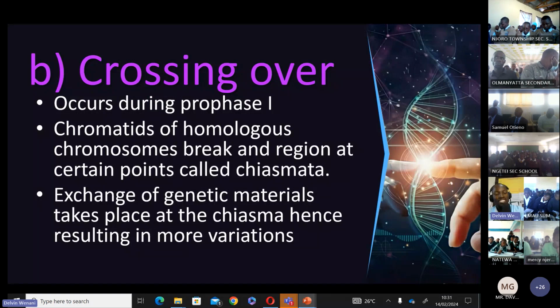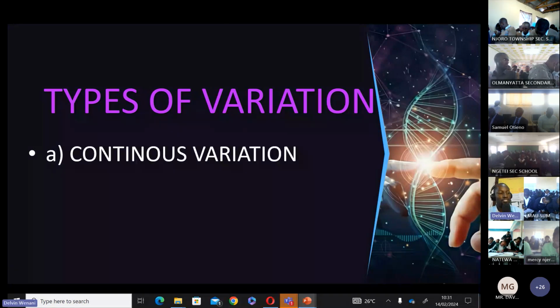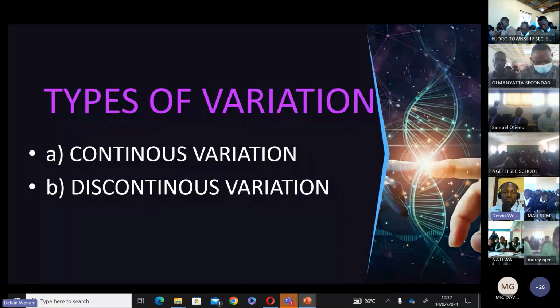Next, I want us to talk about types of variations. Now, there are two types of variation. One is known as continuous variation. The other one is known as discontinuous variation. I'll be taking you through each one of them. Let us start with continuous variation.